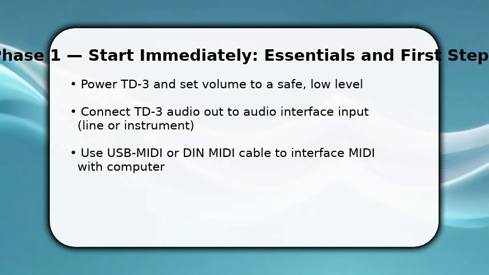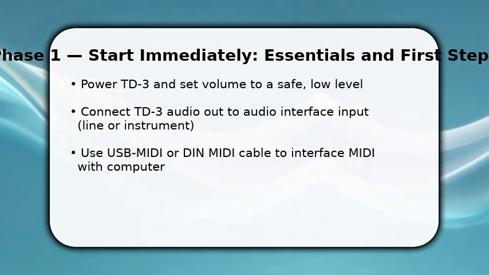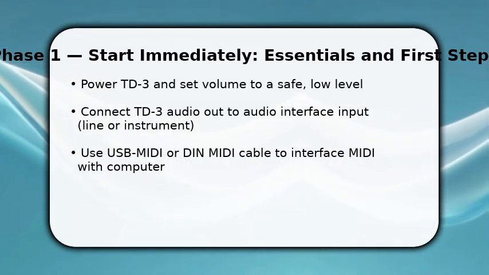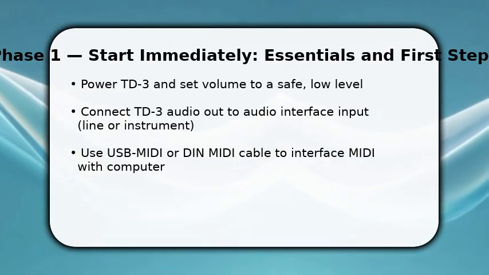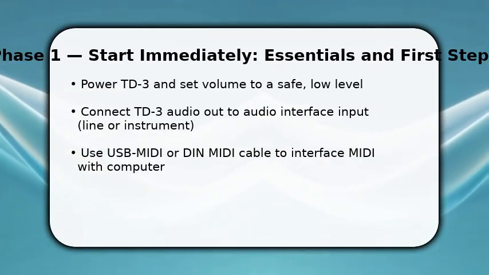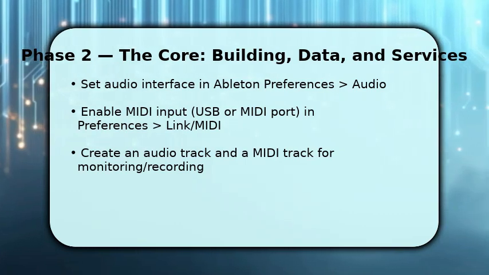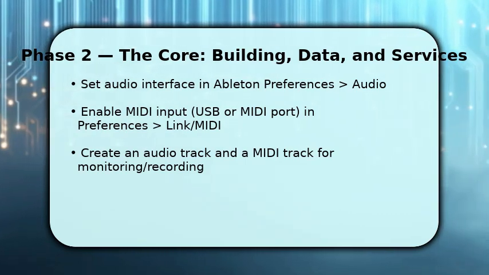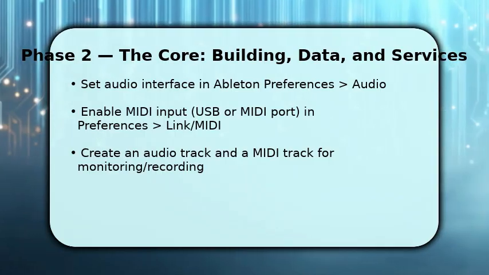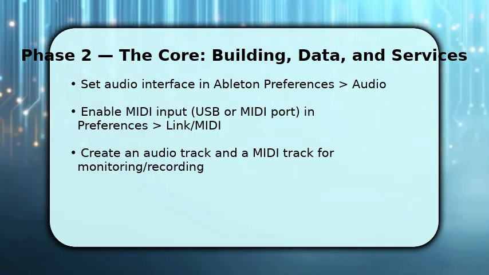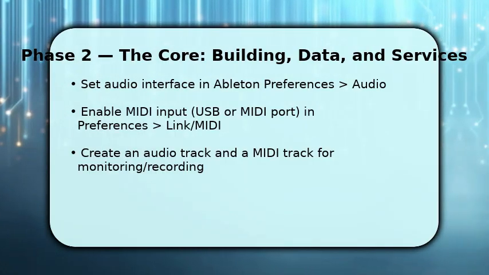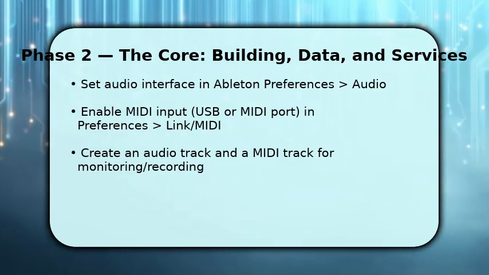Once cables are secure, open Ableton and make sure the audio interface is selected as the input device, so Ableton can receive the incoming audio signal. Now you configure Ableton so it communicates with the TD-3. In Preferences Audio, choose your audio interface and set buffer to 128/256 samples for stable monitoring.